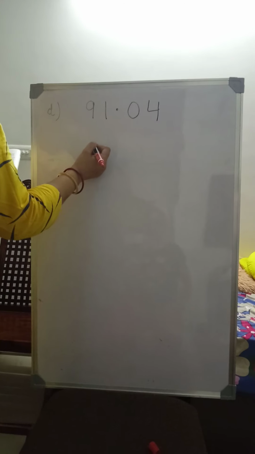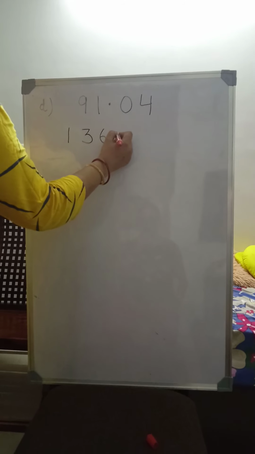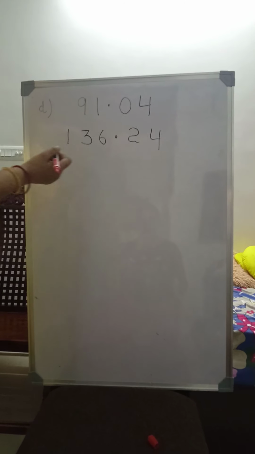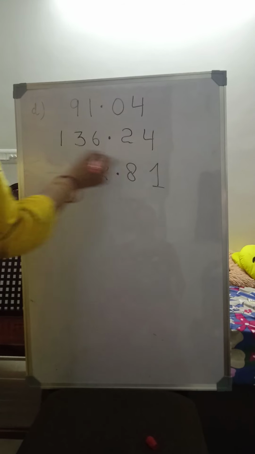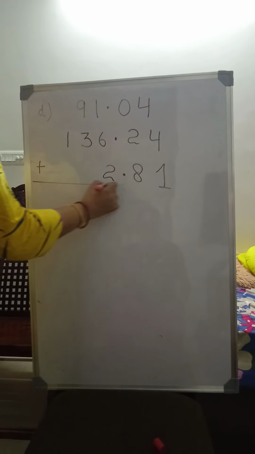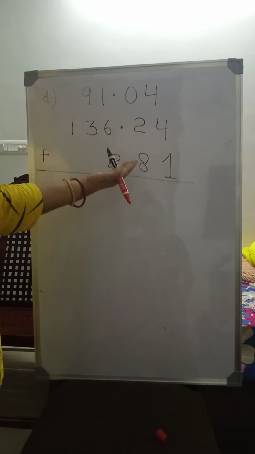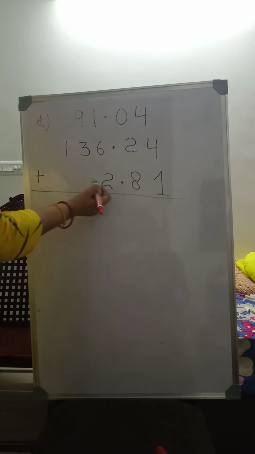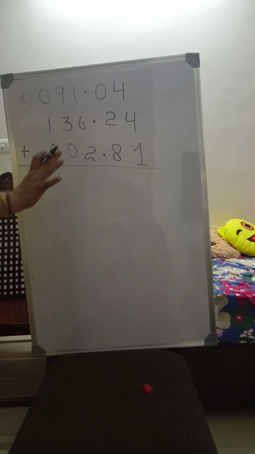91.04. 136.24. 2.81. Now put the addition over here. Now children, all of you see that all these decimals are like decimals, but in the whole number part some places are vacant to the left side of the digit. So we fill up this blank with 0. Here also to the left side. Now it is in order.